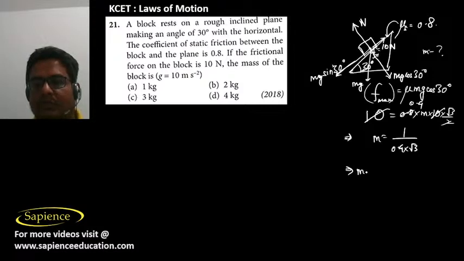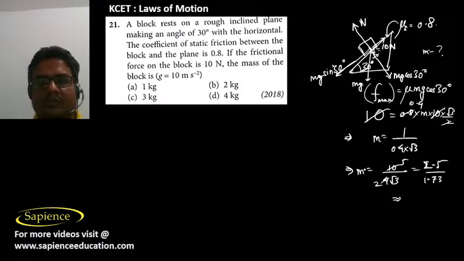So m will be equal to 10 by 4 root 3, that is 2.5 root 3, that is 1.73 approximately, 17 2s are 34.